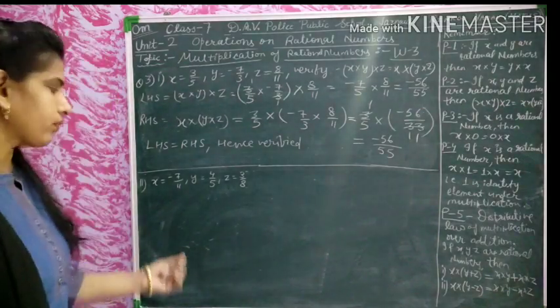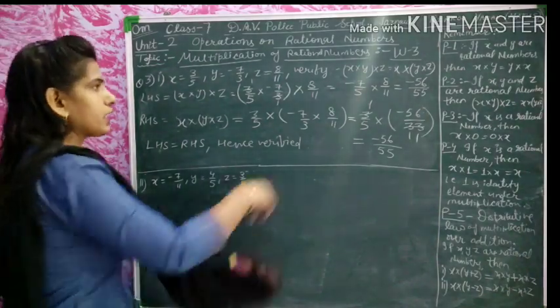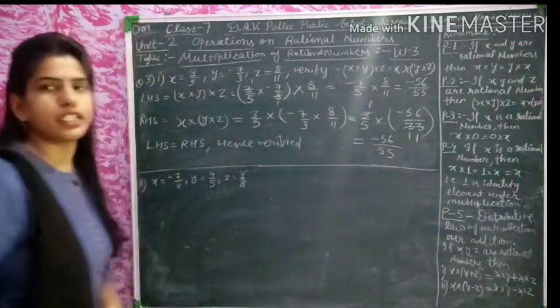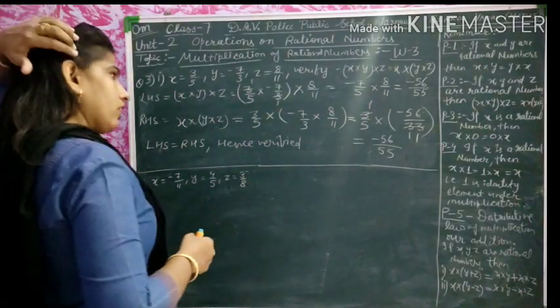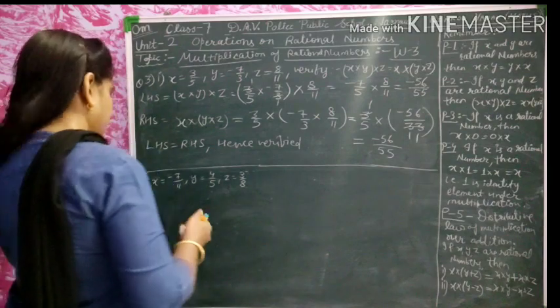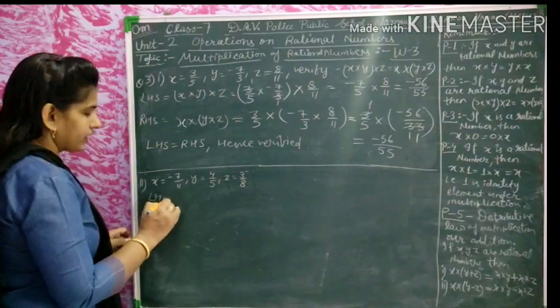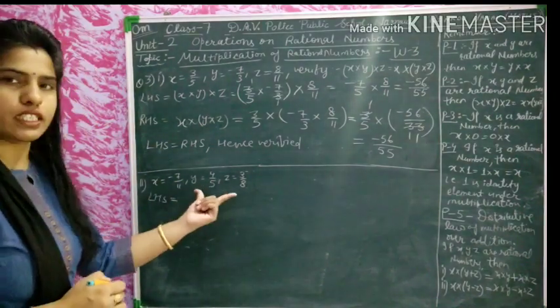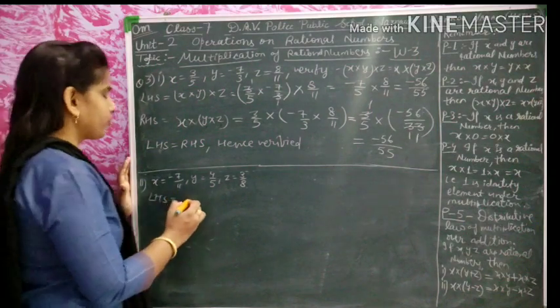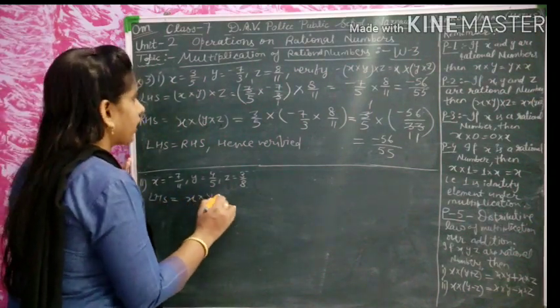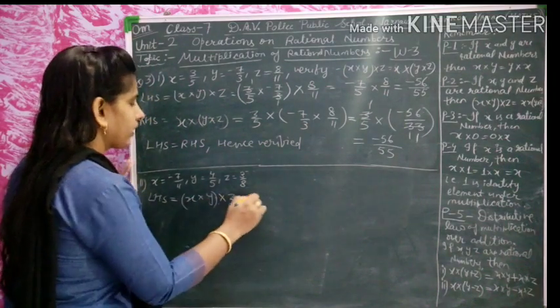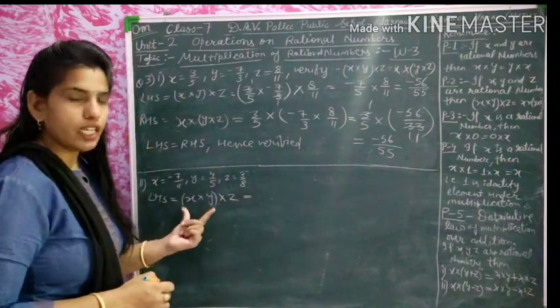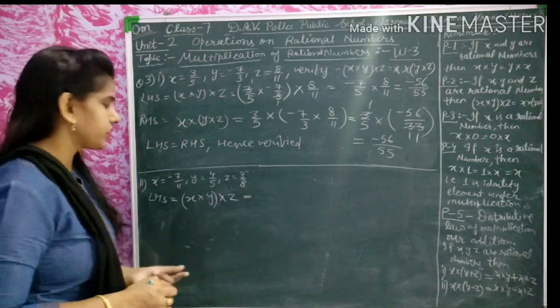Now students, we will go to the next question. Same, verifying this property here. Again we are verifying this property. Now let's check here the LHS and RHS side. Here is the LHS first. In the LHS side, we are doing x into y into z, and there is the grouping x into y. First we solve x into y, and then the answer is multiplied by z here.